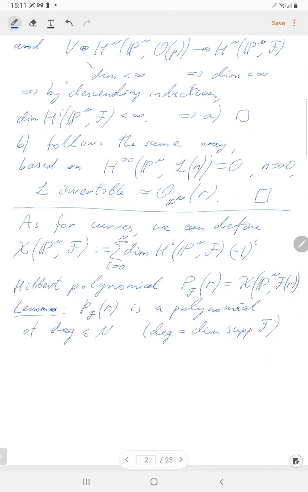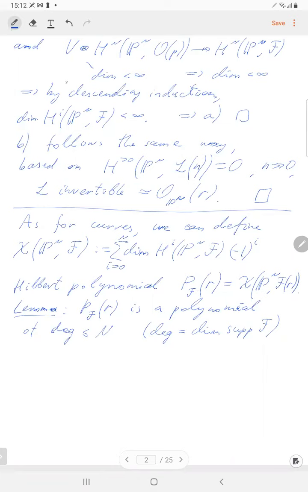But in fact, in some exercises, you already proved it essentially, because you know that when you twist your sheaves sufficiently positively, then there is no higher cohomology. There is only dimension of global sections, nothing else. And for the dimension of global sections, you proved already in some home assignment that this gives you a polynomial. And then you only need to check that this polynomial works for Euler characteristic for arbitrary twist.